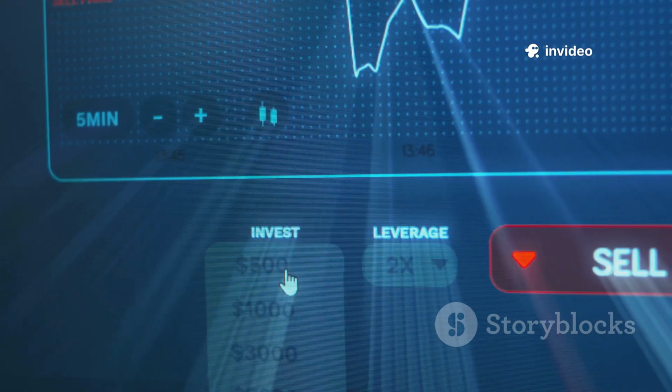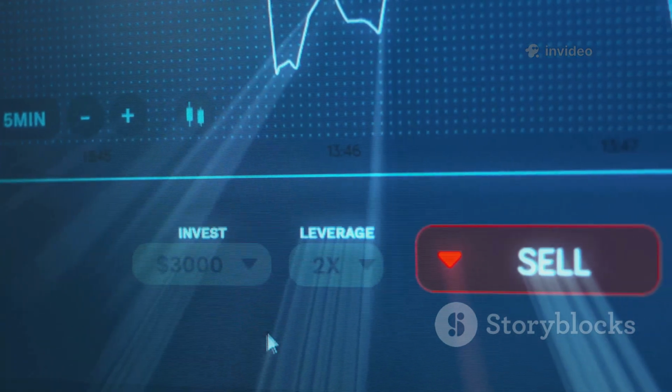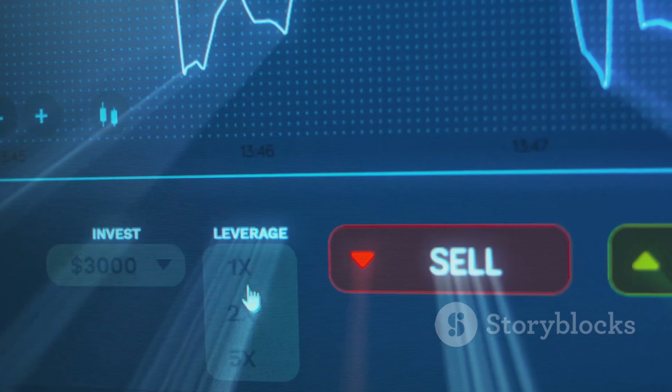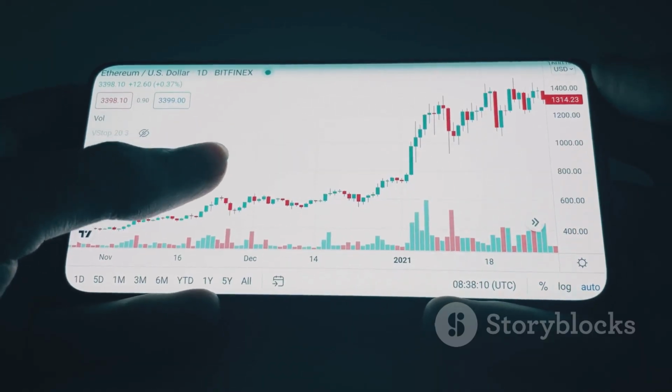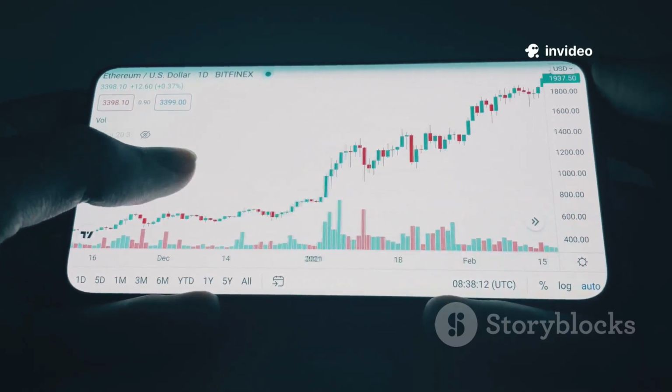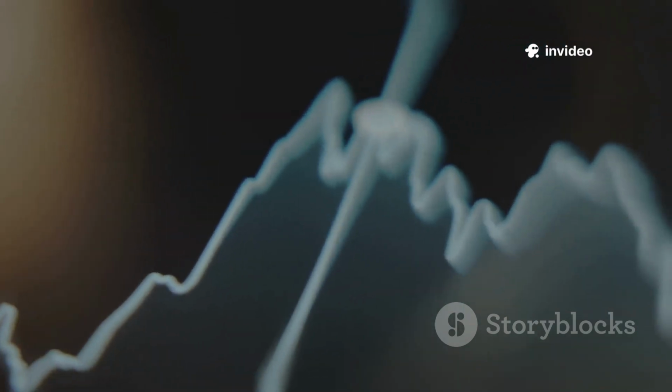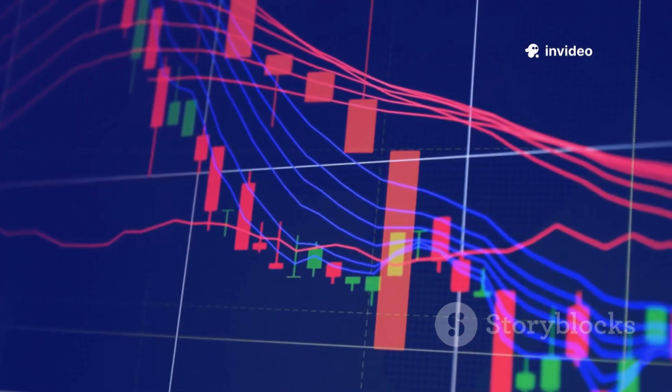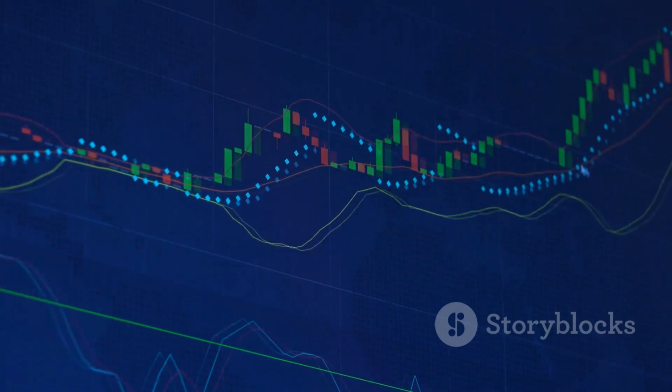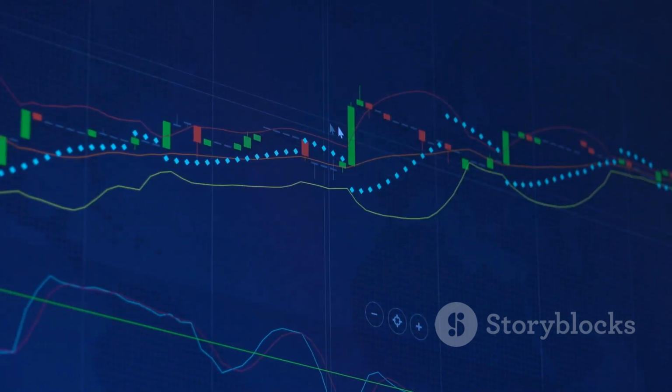The problem? Most traders use RSI as a direct buy-sell signal, ignoring market context. In strong trends, RSI can stay overbought or oversold for weeks. Selling just because RSI is above 70 or buying below 30 often means fighting the trend and losing. RSI isn't a crystal ball. It's a tool that needs interpretation.